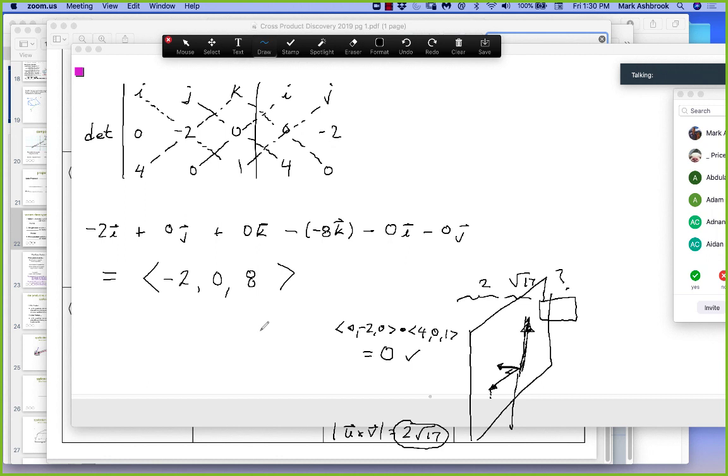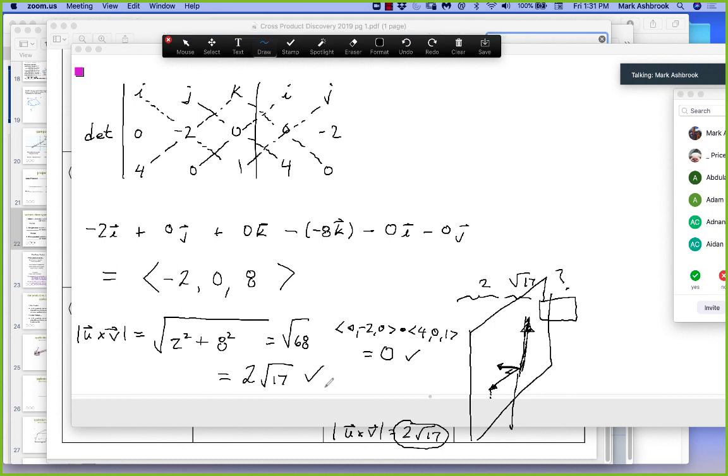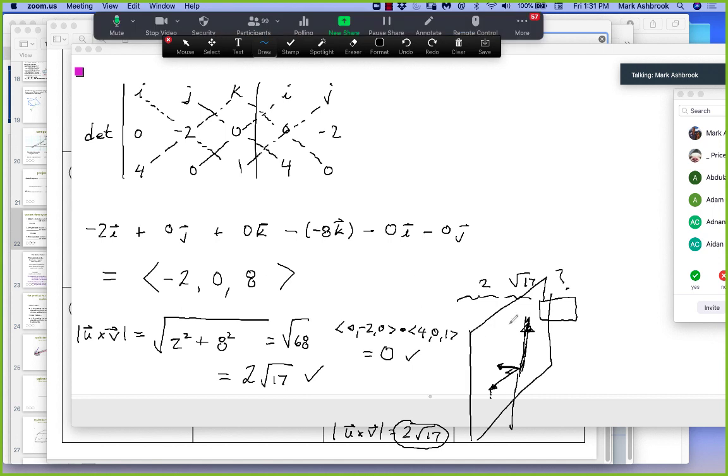Okay, very good. So let's compare it. What did we find? We said the magnitude should be, so let's do the magnitude of our vector, which is the square root of 2 squared plus 0 squared plus 8 squared, which is the square root of 68. And is that 2 radical 17? Indeed. So that's right. So we kind of figured out the magnitude two different ways.